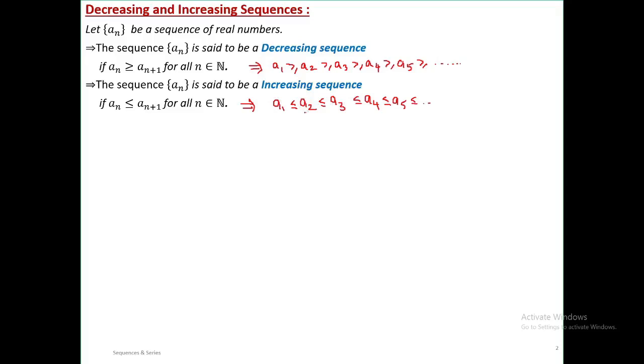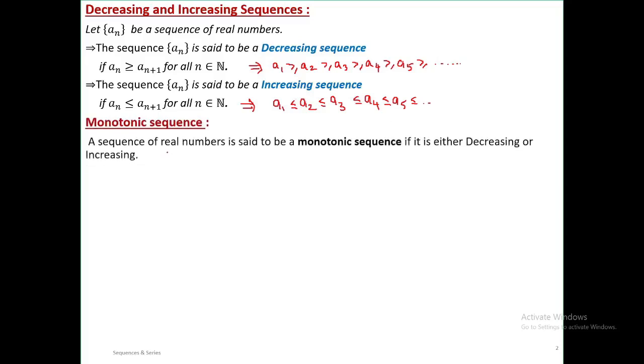The second term is higher than the first term. Similarly, the third term is higher than the second term. It means the third term is higher than both the first and second terms, like that. So it keeps on increasing. That's why it is an increasing sequence. Next, monotonic sequence. A sequence of real numbers is said to be a monotonic sequence if it is either decreasing or increasing.